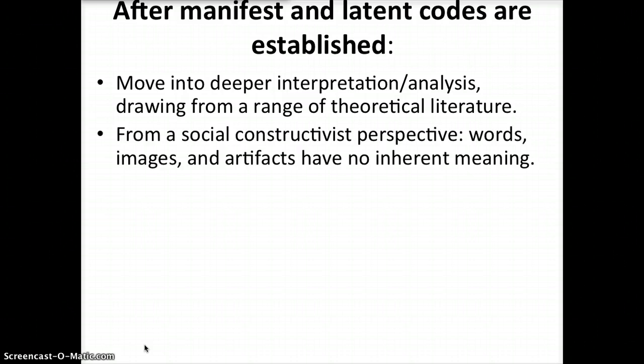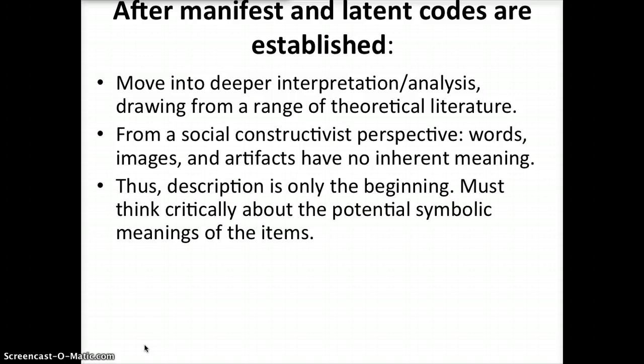From a social constructivist perspective, which most social scientists subscribe to, at least to some degree, words, images, and artifacts in and of themselves do not have inherent meaning. Instead, meaning can only be understood in relation to the context in which the item is produced and consumed, as well as analyzed. Thus, description of an item is only the beginning of the process.